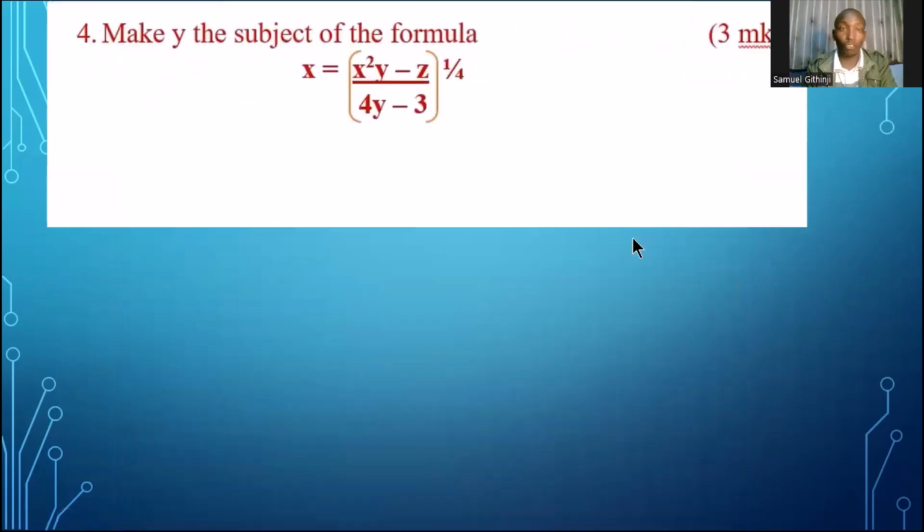Moving on to question number 4, I'm supposed to make y the subject. It's just a matter of doing this rearrangement until y remains on one side of this formula. So my student, you should not fear this. You should go step by step. So which is the first step? To remove this power a quarter here. If I want to remove a power a quarter, that is the fourth root, I will raise both sides to power 4.